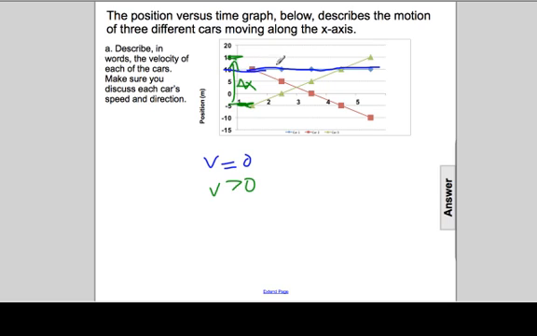Car 2 starts off with a location of about +10 meters and ends up with a location of -10. Its displacement is negative. Its delta x is negative. Its velocity is negative. Its velocity is less than 0. So again, this is a positive slope, a positive velocity. The red car has a negative slope, a negative velocity, and the blue car has 0 slope, a 0 velocity.